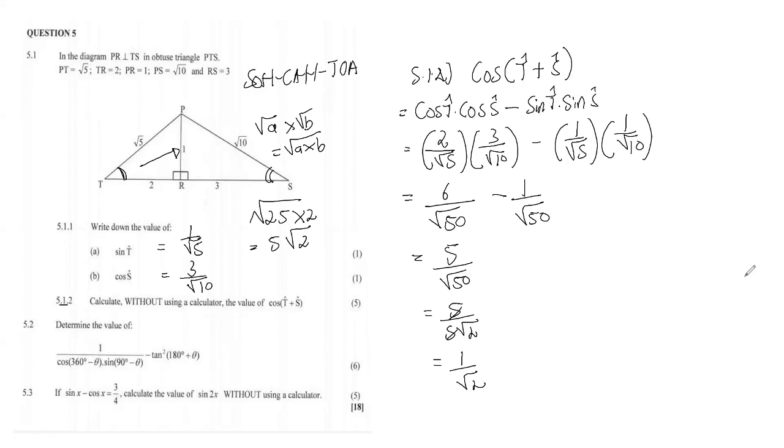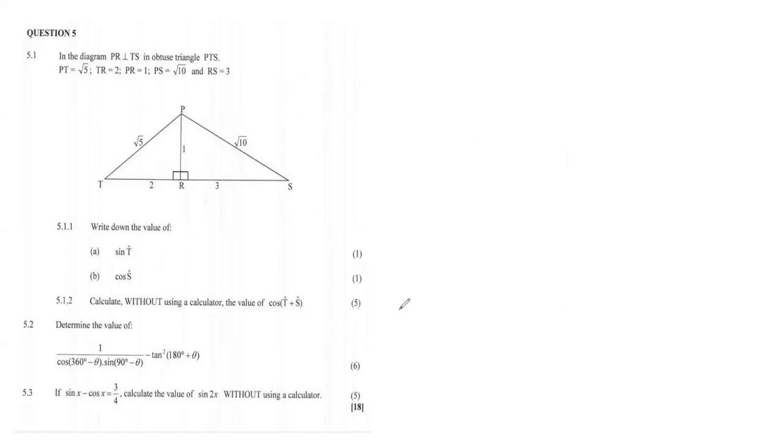Okay, so let's proceed to 5.2. It says determine the value of 1 over cos(360 degrees minus theta) multiplied by sine(90 degrees minus theta), and then that. So let's write what we have there.